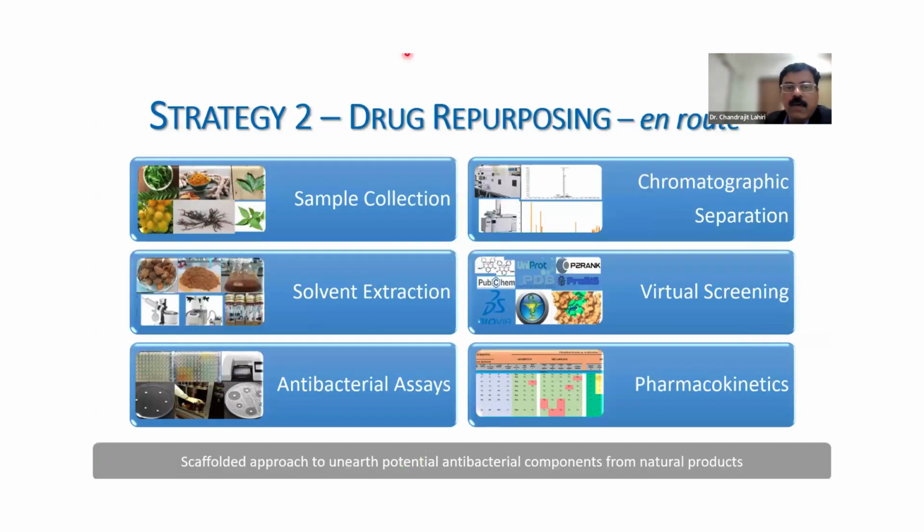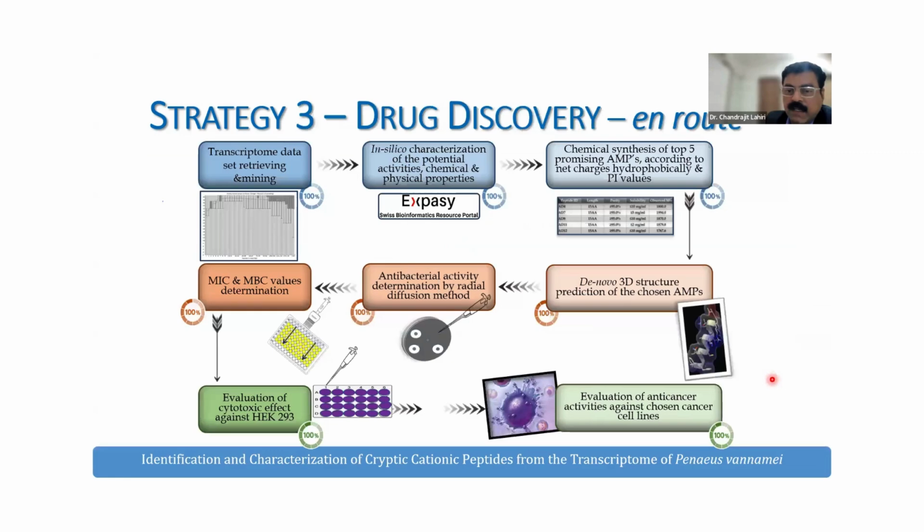So the other strategy could be for drug repurposing, where, for example, I collect sample natural products from different lands and sea products. Sometimes this can be seeds, some fruit, some leaves, and so on. I go for solvent extraction, do some antibacterial assays, get some chromatographic separation of them, go for partial screening, and then do some pharmacokinetics to yield up something which could be of worth.